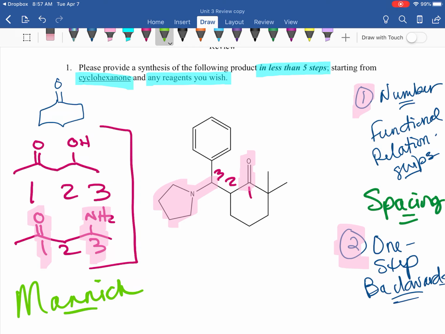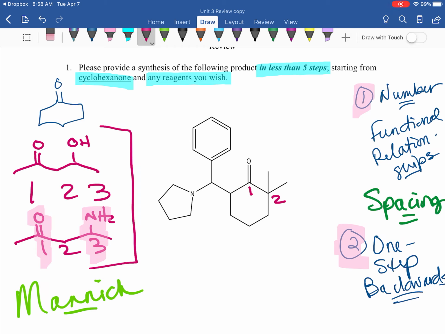Okay, and then before we go one step backwards, let's look at what else is different in our product. We can set up our Mannich that way, but we don't have just cyclohexanone. We have some stuff over here also. So just for good measure, I'm going to count that spacing. Okay, let's erase for a second. How far away are we from our key component, number 2?